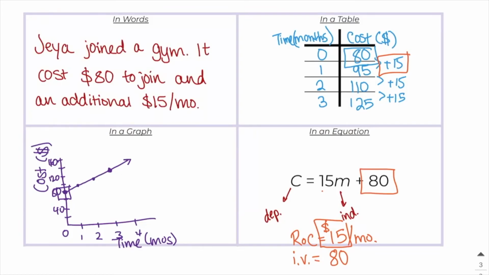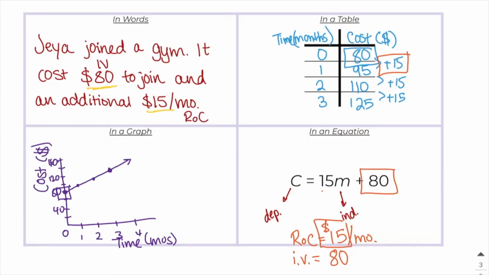So we can say, for example, Jaya joined a gym. It cost $80 to join and an additional $15 per month. So this right here is our initial value. And this right here is our rate of change.